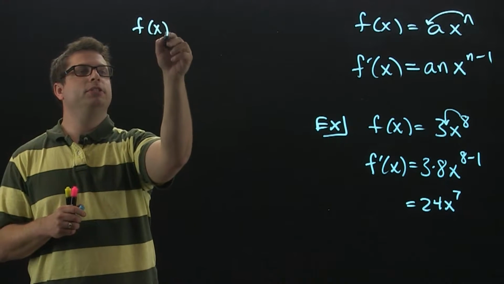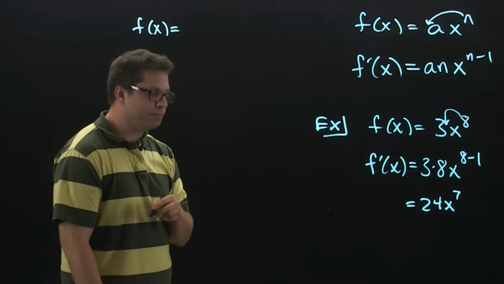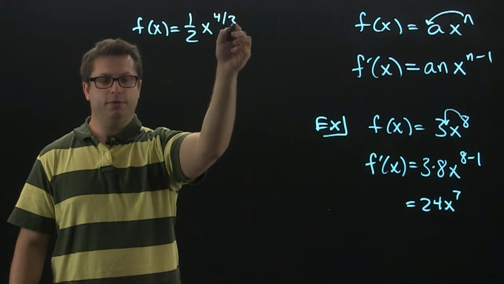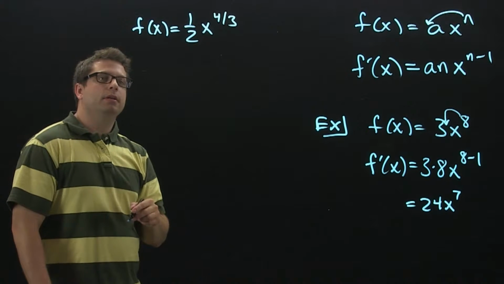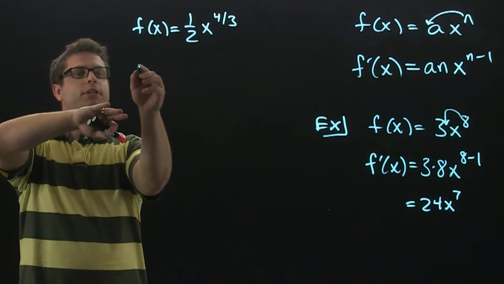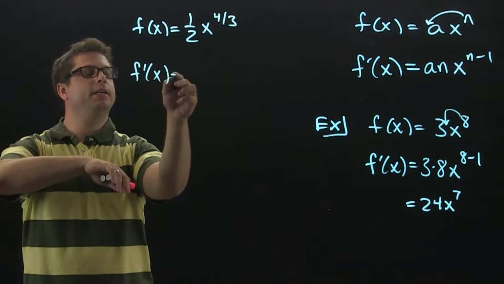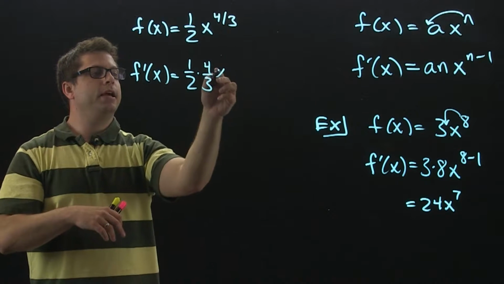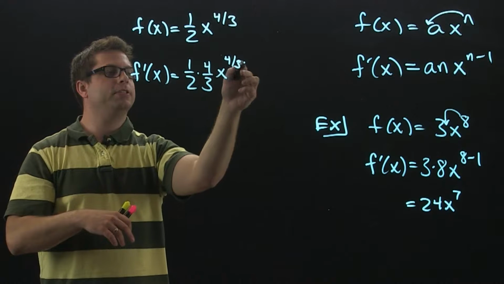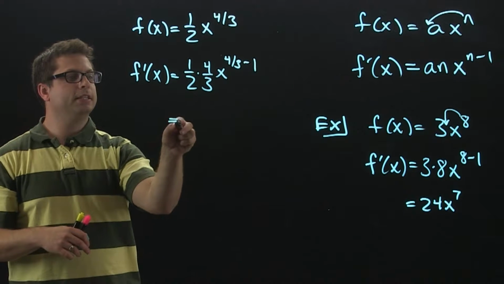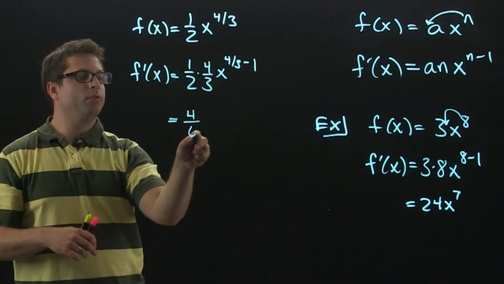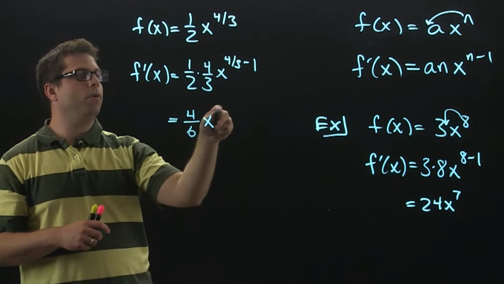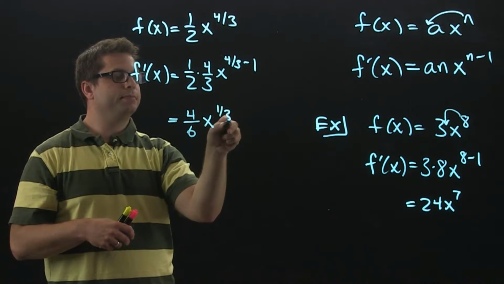If you had a function with, say, let's do 1/2 x to the 4/3. Still works the same way. What you're going to do is bring the exponent down and then subtract 1 off of the exponent. So that's going to give us 4/6 x, and then 4/3 minus 1 is 1/3.